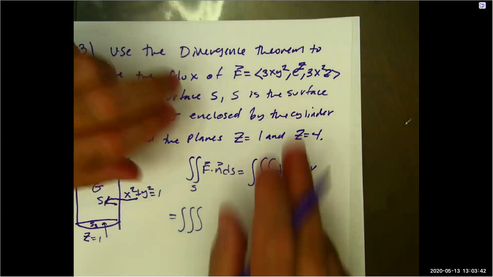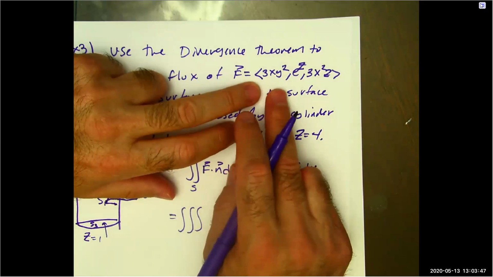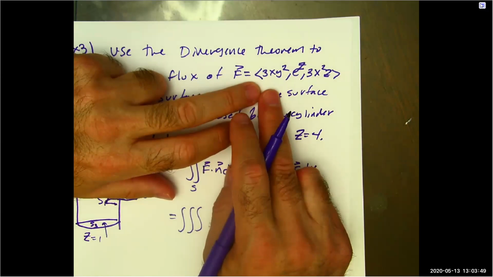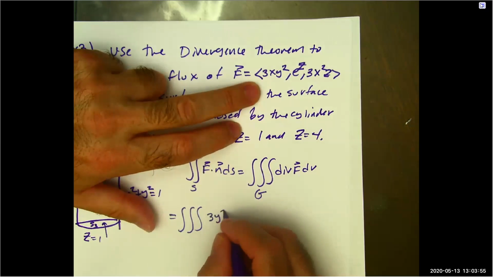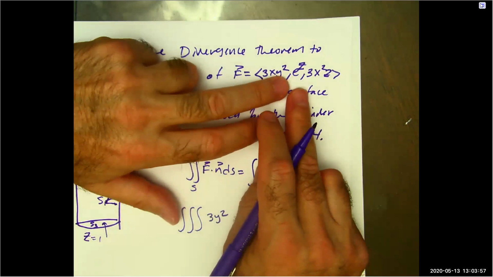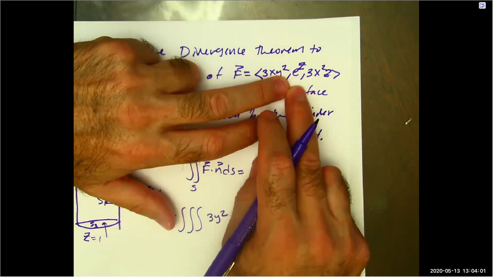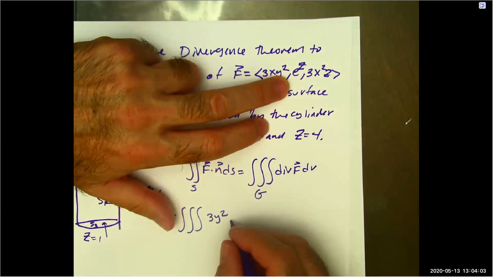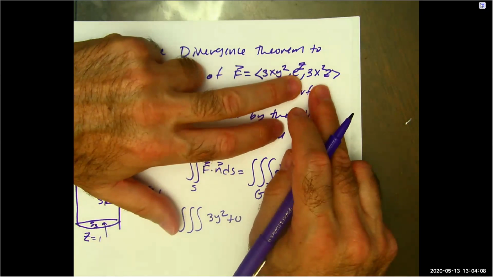Remember, to calculate the divergence of a vector field, you take the partial derivative of the x component function with respect to x. That's going to give me 3y squared. And then we take the partial derivative of the y component function with respect to y. That's going to give me 0 because I have e to the z here. I have plus 0. And then the partial derivative of the z component function with respect to z is 3x squared.